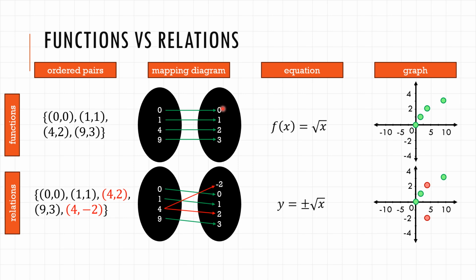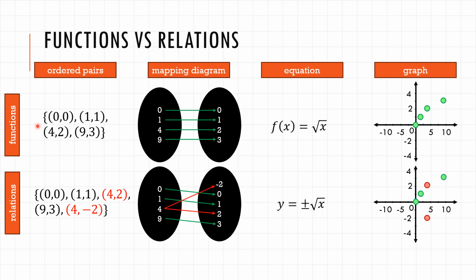You can also describe a relation using an equation. And if you're using a function, then usually instead of y, we describe it with function notation, f of x equals the square root of x. And if we were to put that on a graph, a function would never have two different outputs for one input, whereas in a relation that actually is possible.